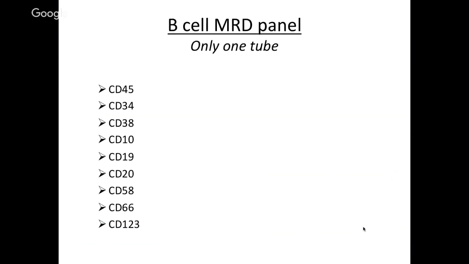So what we do now, we do only one tube. We did the MRD tube. We don't have to do all the five tubes like we did up front, B, T, two myeloids and cytoplasmic. Now we do only one tube. It's 8 markers or 10 markers, whatever you do. It has a lot of markers which are important for MRD detection, B cell ALL.